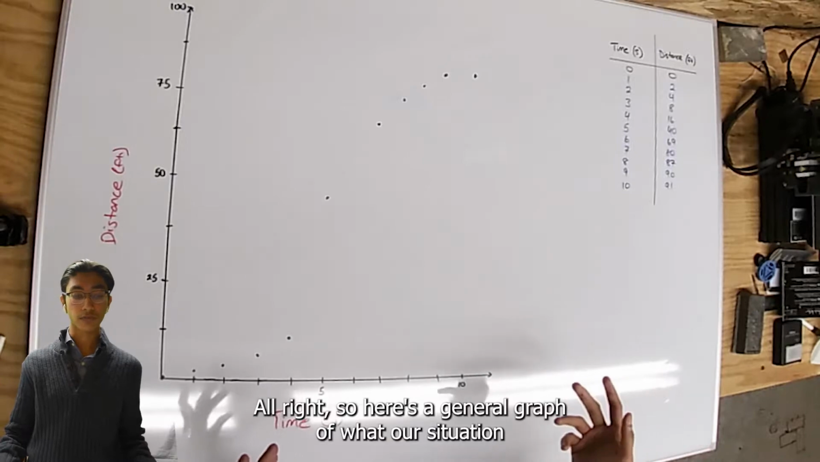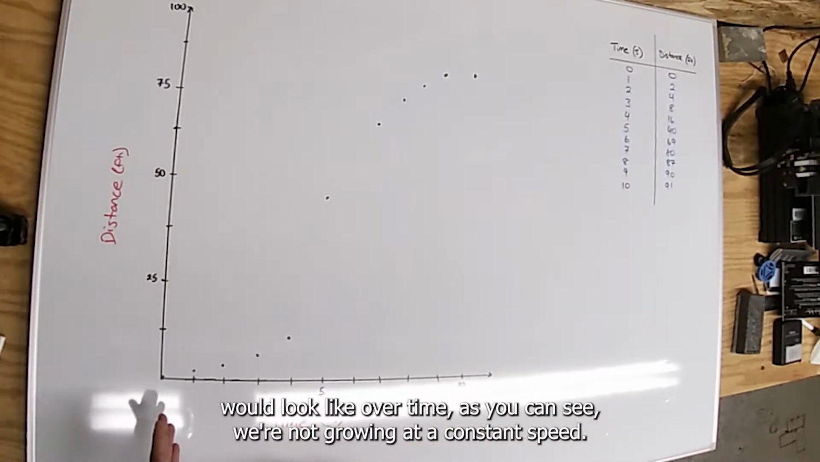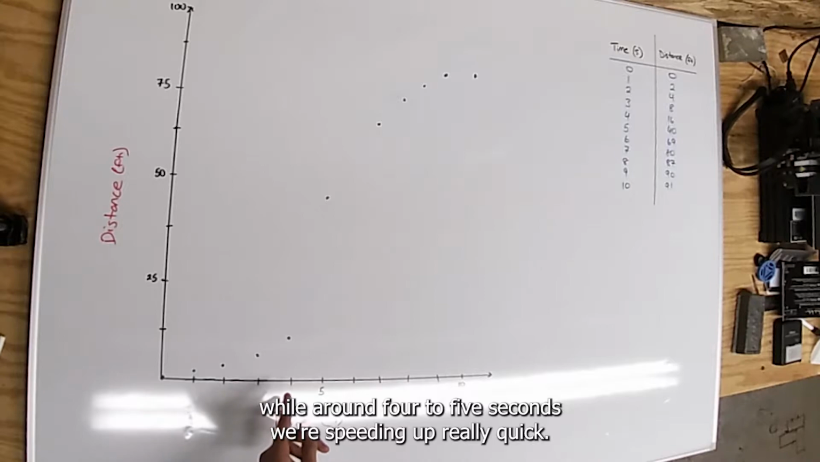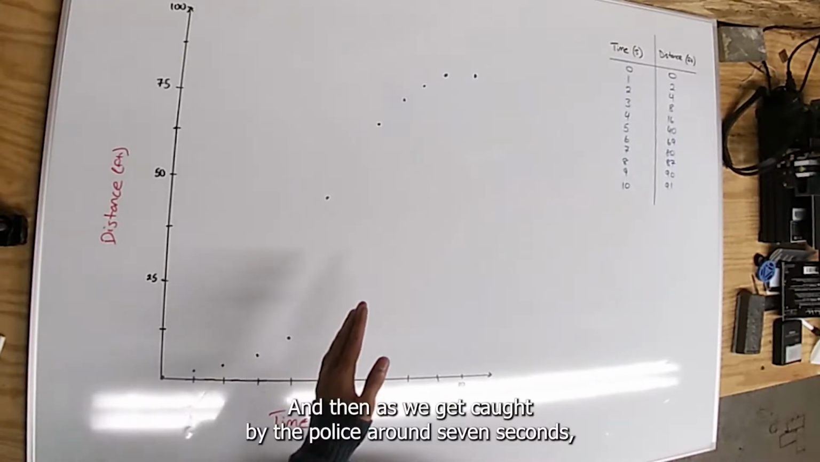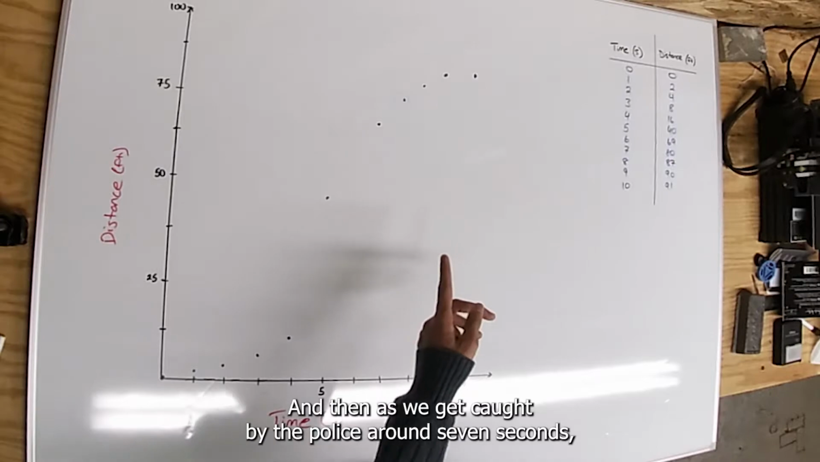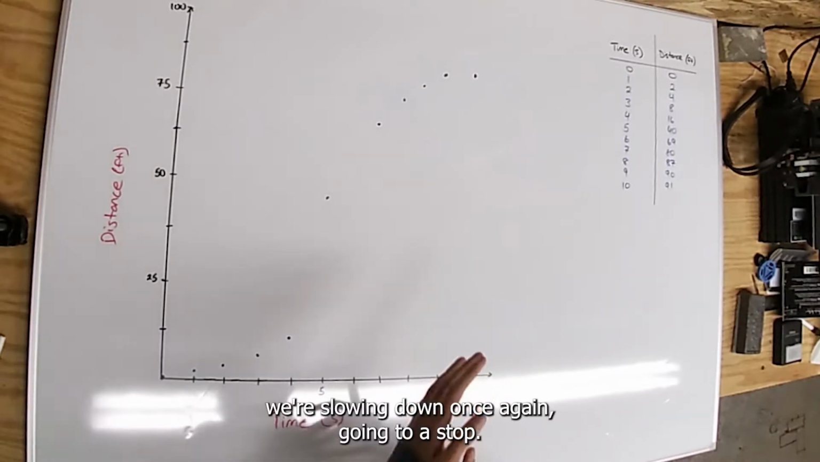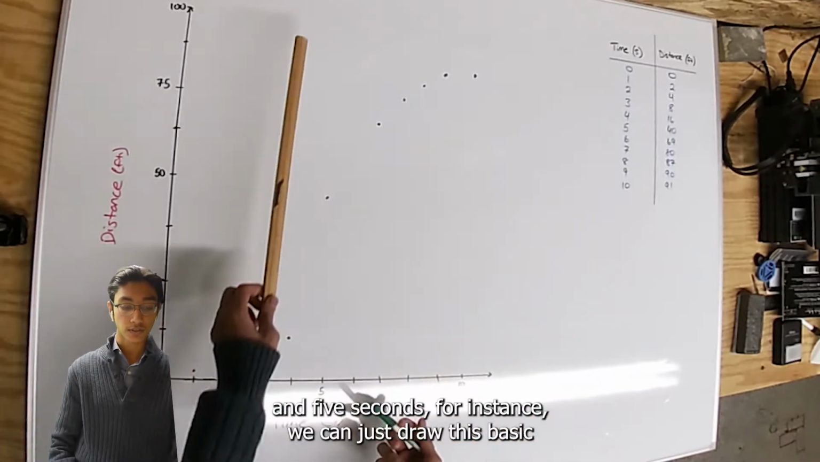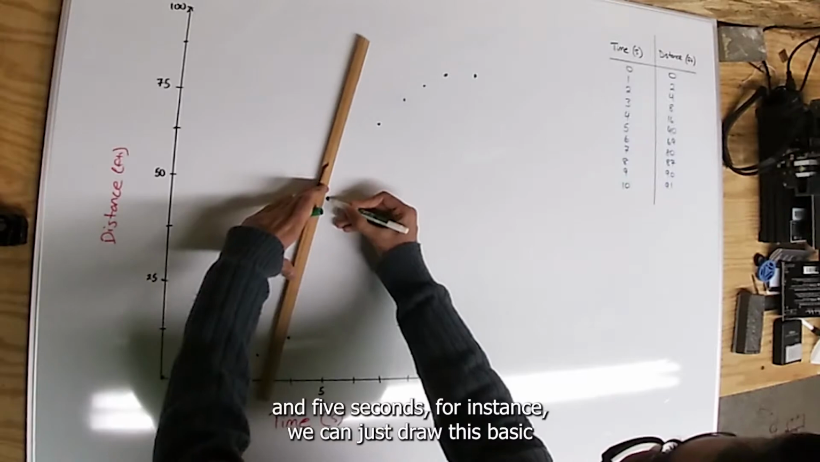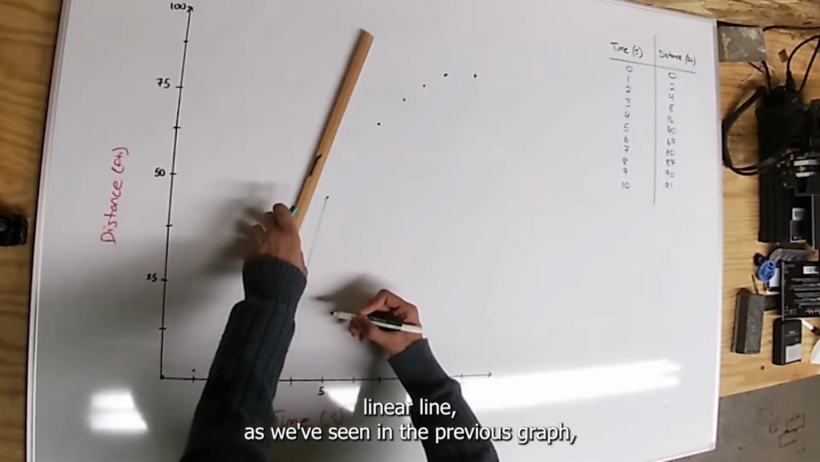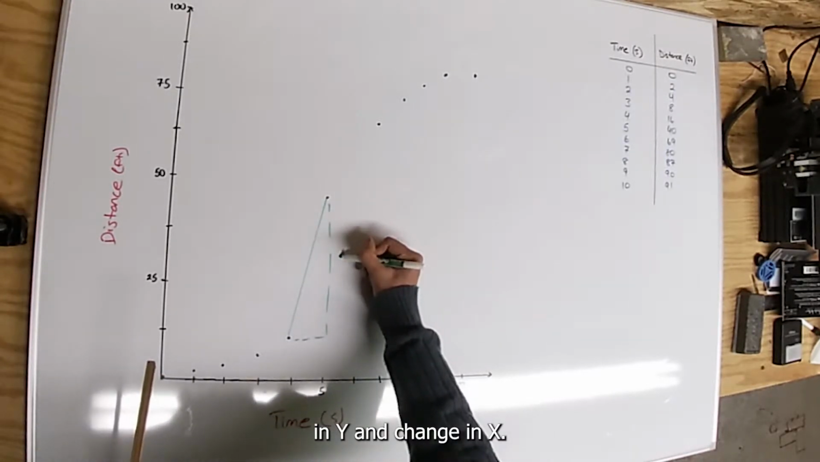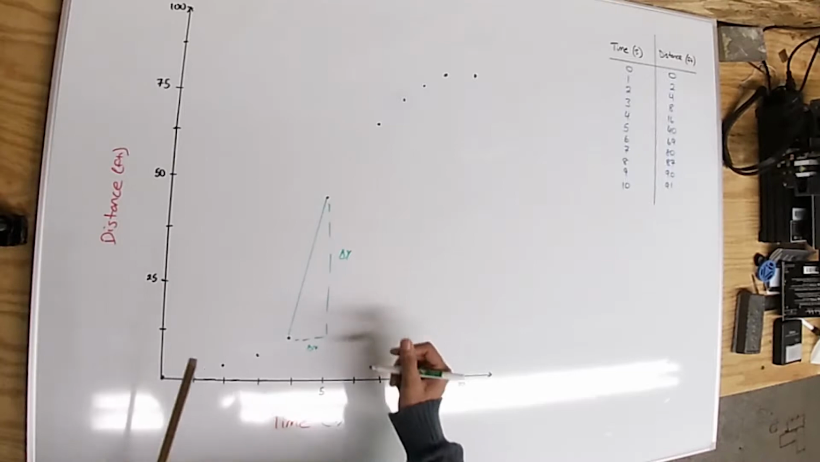Alright, so here's a general graph of what our situation would look like. Over time, as you can see, we're not going at a constant speed. In the beginning, we're slowly, gradually getting up there, while around 4 to 5 seconds, we're speeding up really quick. And then as we get caught by the police, around 7 seconds, we're slowing down once again, going to a stop. To find the average rate of change between 2 points, let's take 4 seconds and 5 seconds for instance, we can just draw this basic linear line as we've seen in the previous graph, and we can calculate change in y and change in x.